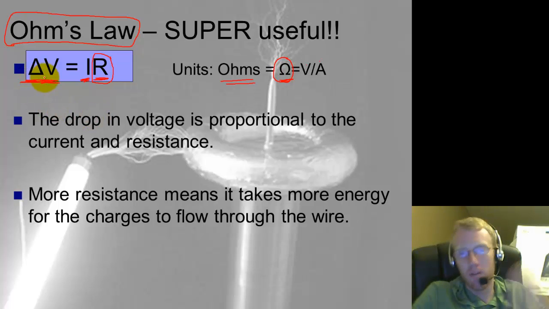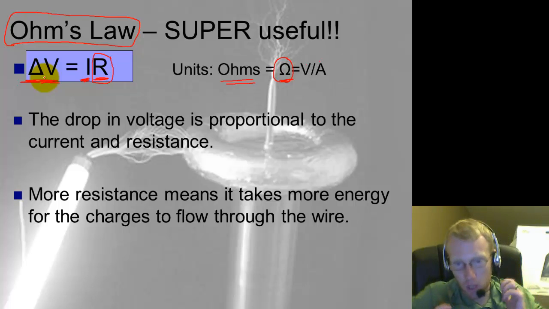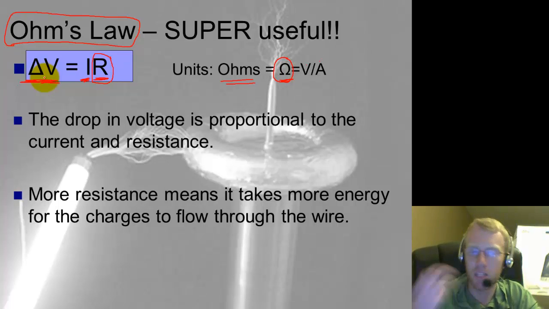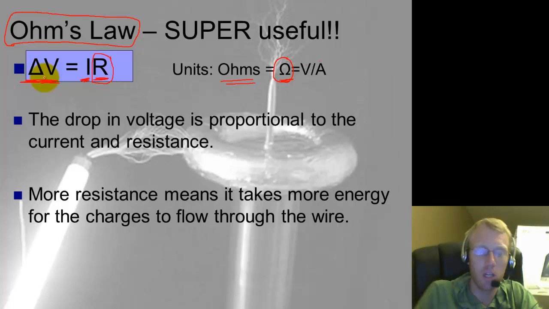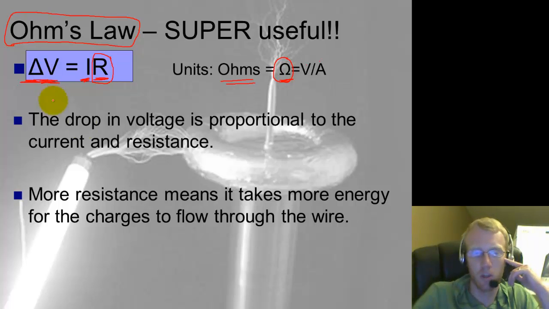So the drop in voltage, and remember voltage is proportional to energy, or the drop in voltage or energy is proportional to the amount of current going through and the amount of resistance that you encounter. So the more current you have going through, the more charges are passing through, the more energy you're going to lose, because each charge that goes through loses a certain amount of energy. So the more charges you send through, the bigger voltage drop you'll have. And also, the more resistance that you encounter, the more energy it's going to take to get past that, and therefore the more drop in voltage you're going to have.